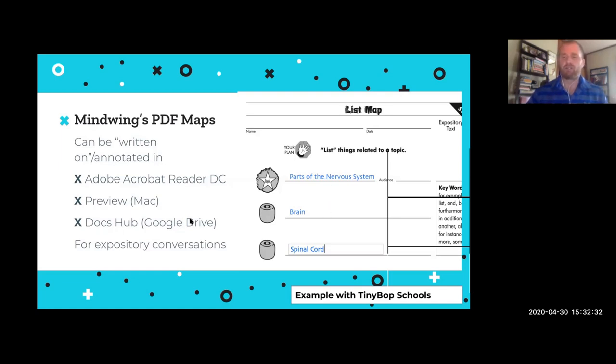If you are working with students in teletherapy, you would be sharing your screen. In this case, there wouldn't be a way for you to do this in a two-way thing, but you can model it for them. In Google Drive, if you put a PDF into your Google Drive, meaning you've uploaded that PDF file, you can open it in something called Docs Hub.